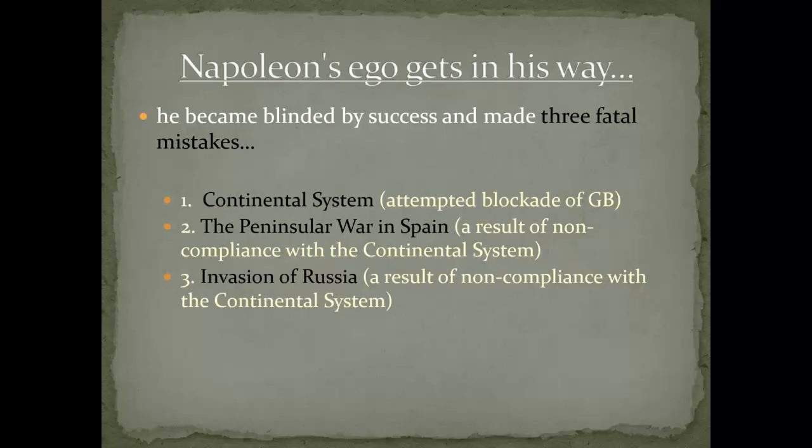There's also attempts to stop French ships. And if you're familiar with the War of 1812 and impressment of sailors and all of those things, that's connected to the Napoleonic Wars. The Peninsular War with Spain ends up being a very significant mistake, and it lasts for a long time. Think of it as Napoleon going into Spain, and he can't really get out.